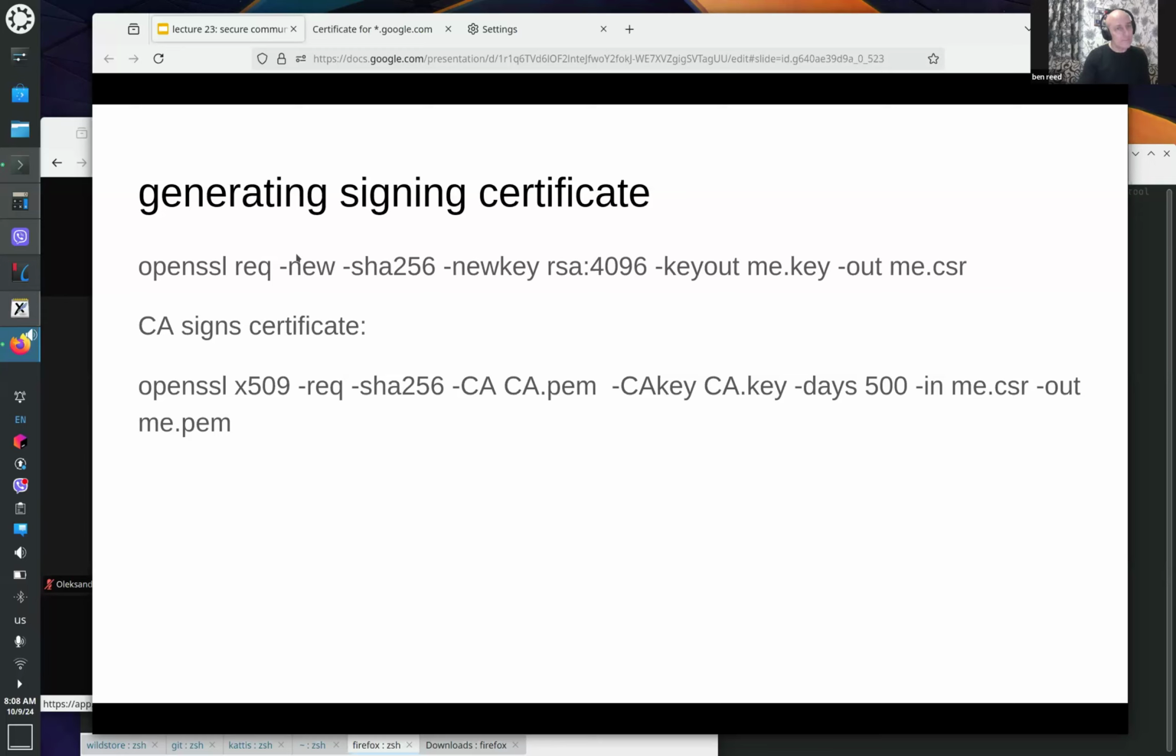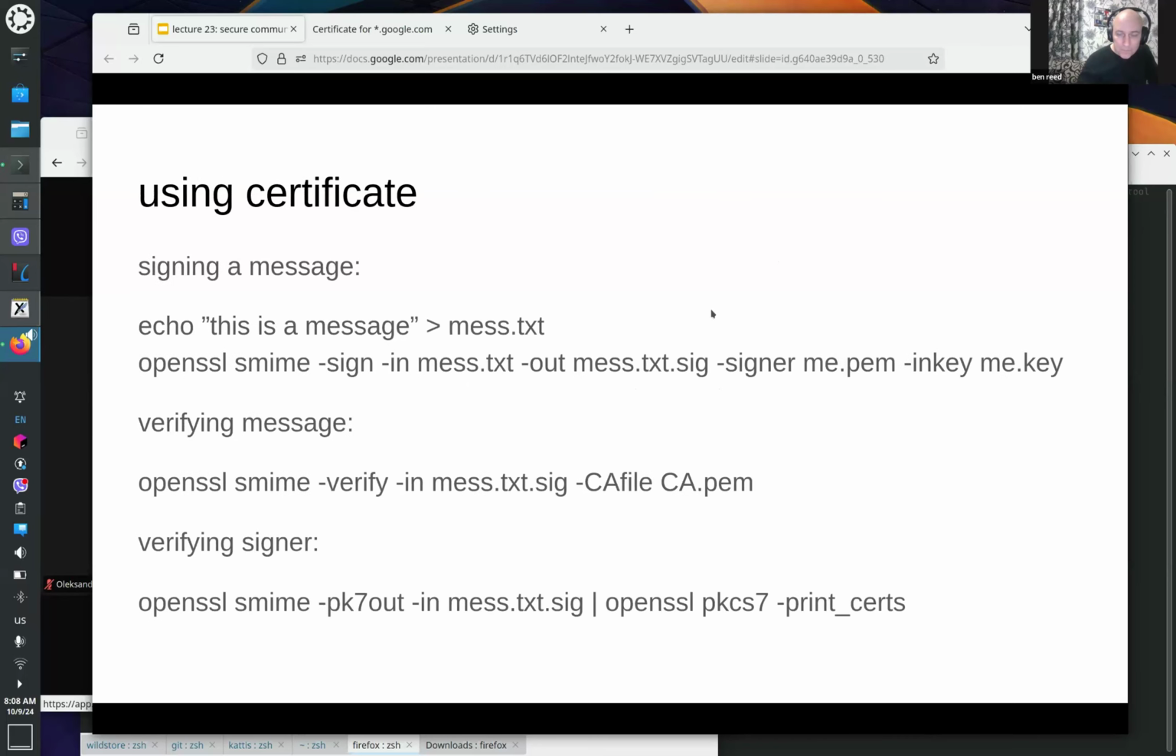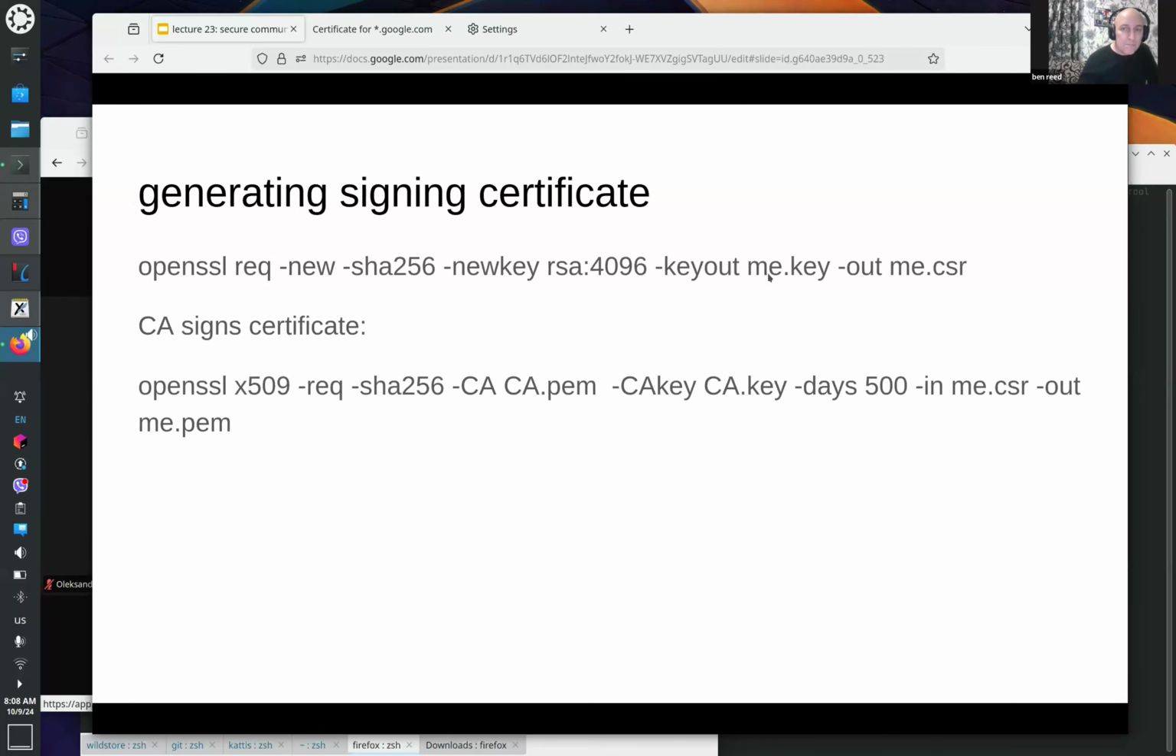Oh, sorry, this top one will allow you to generate a certificate request. So this is a way to say, look, I want a certificate authority to sign that it's me. And the key here, if we're looking at this first line, is that me.key is the private key that never leaves the machine. You don't send it to the certificate authority. If you do, all bets are off.